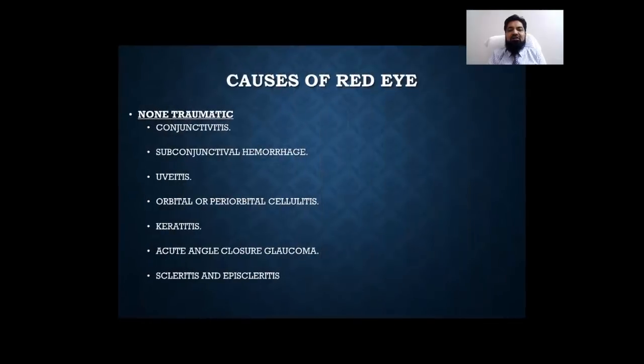The causes of non-traumatic red eye can be conjunctivitis, subconjunctival hemorrhage, uveitis, orbital and periorbital cellulitis, keratitis, acute angle closure glaucoma, scleritis and episcleritis. Mainly patients come to us with the complaint of red eye, and the cause is conjunctivitis. Sometimes they are very worried when they have blood in the subconjunctiva and they come in an emergency.